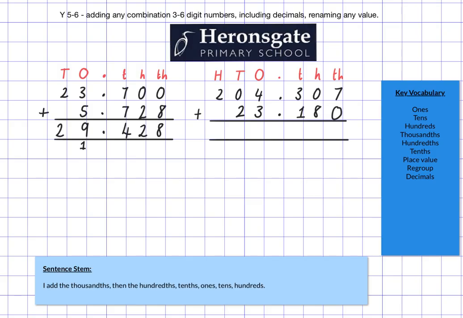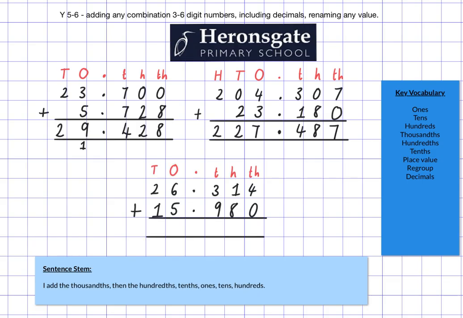So let's have a look at this next equation here. So we start by adding the thousandths. So 7 thousandths add 0 thousandths is 7. And then we have 0 hundredths add 8 hundredths is 8. And then we have 3 tenths add 1 tenth, which is 4 tenths. And then we have 4 ones add 3 ones, which makes 7 ones. We have 0 tens add 2 tens, which makes 2 tens. And then we have 2 hundreds add 0 hundreds, makes 200. So it gives us the answer of 227.487.